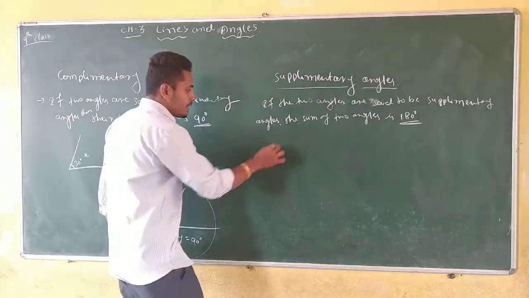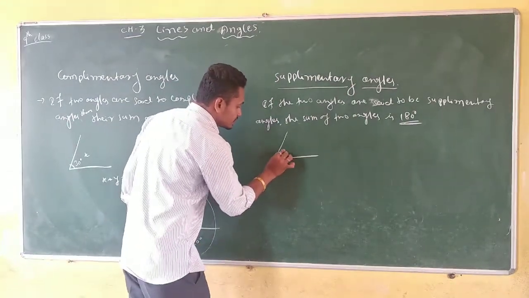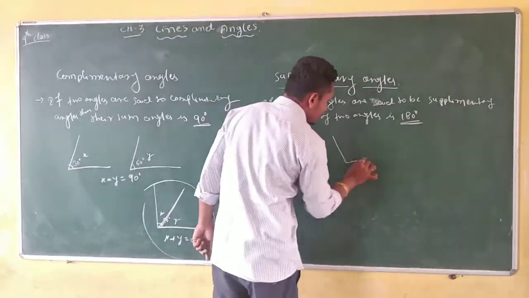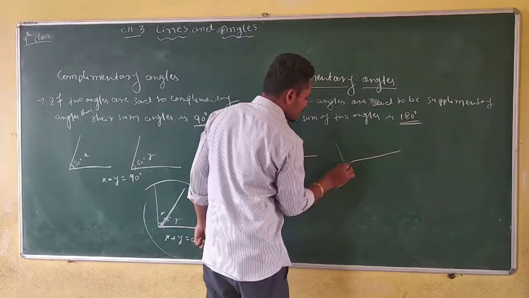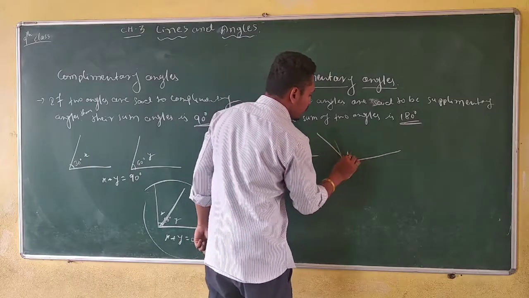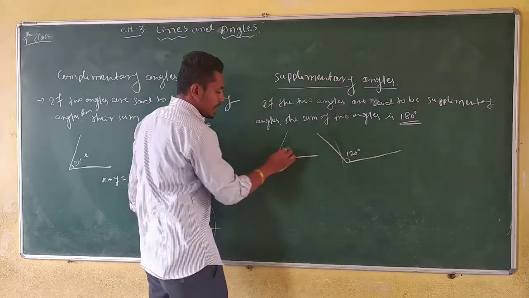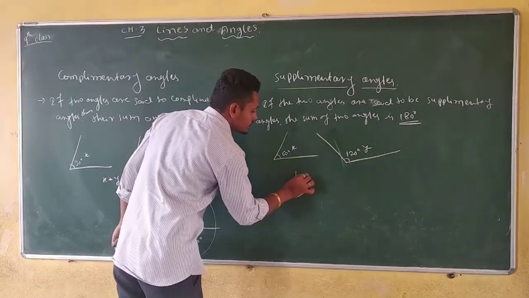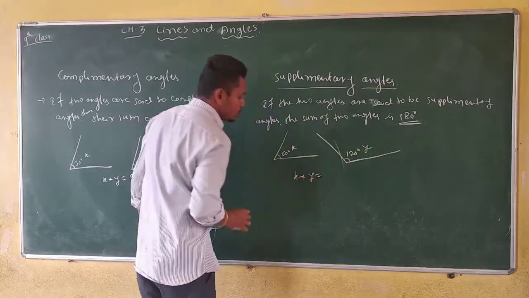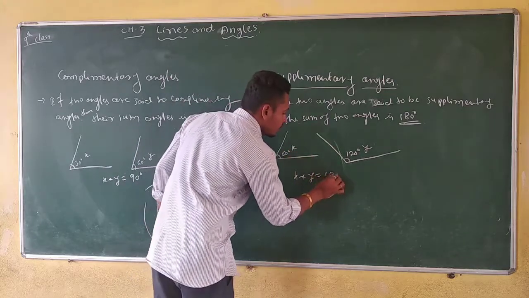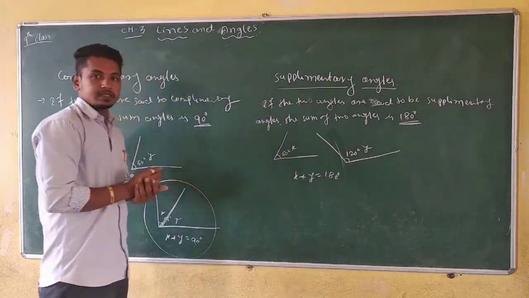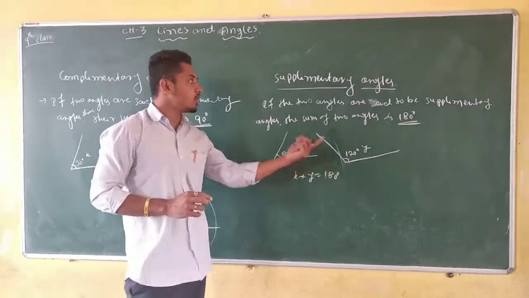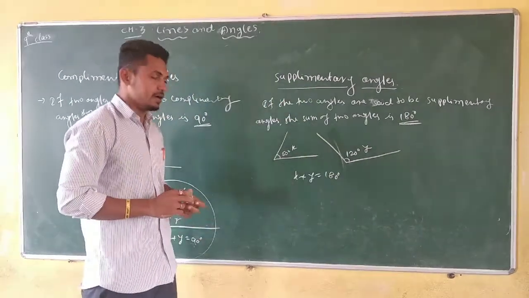Take one example. This is a 60 degree angle and another one is a 120 degree angle. This angle is x and this angle is considered y. So x plus y is equal to 60 plus 120, which is 180. Is it right? So these two angles are known as supplementary angles.